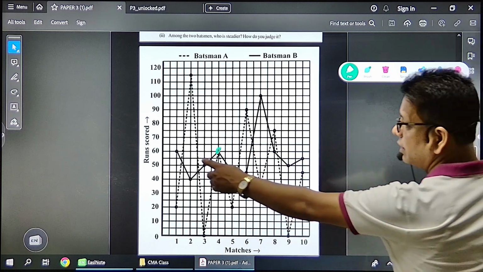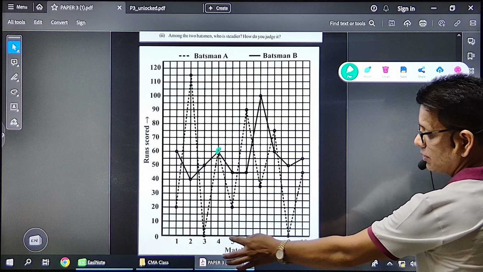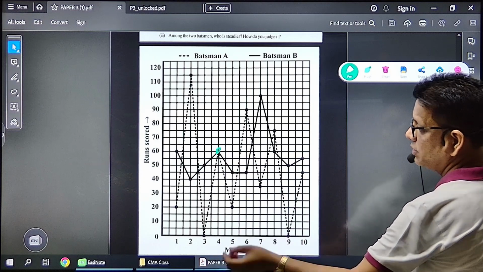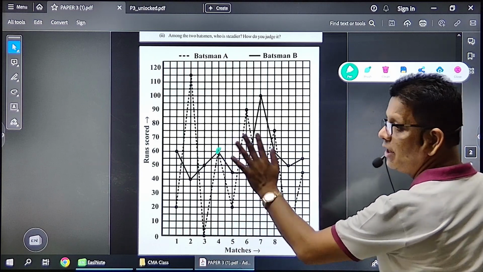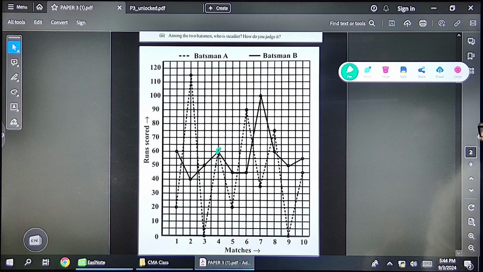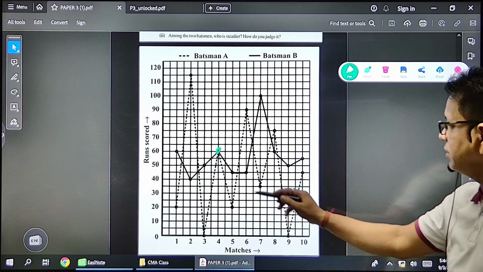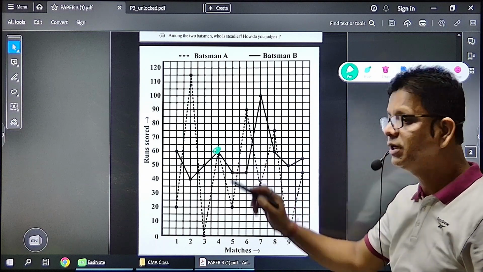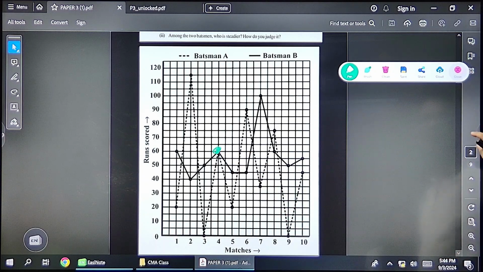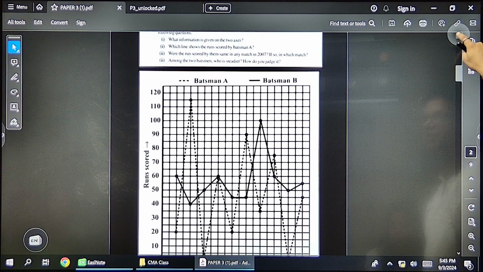So how much did they make? 60. In which match? Fourth match. In the fourth match, batsman A and batsman B made equal scores. Can I find some more? No, I think. Yes or no? So this is the only match where the two batsmen made equal scores. Similarly, the other question.